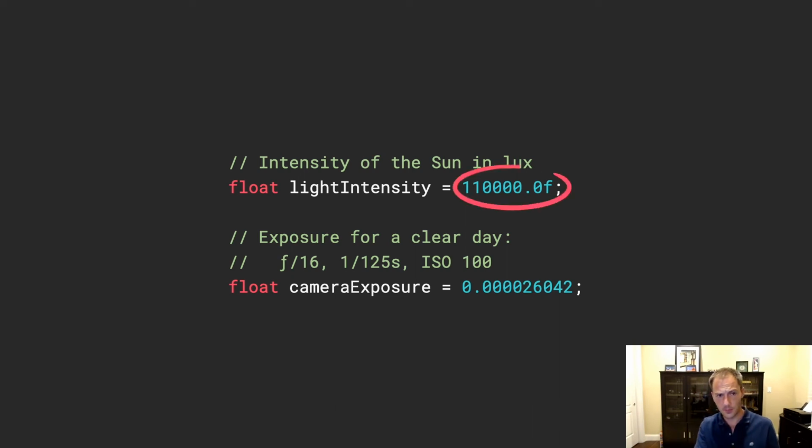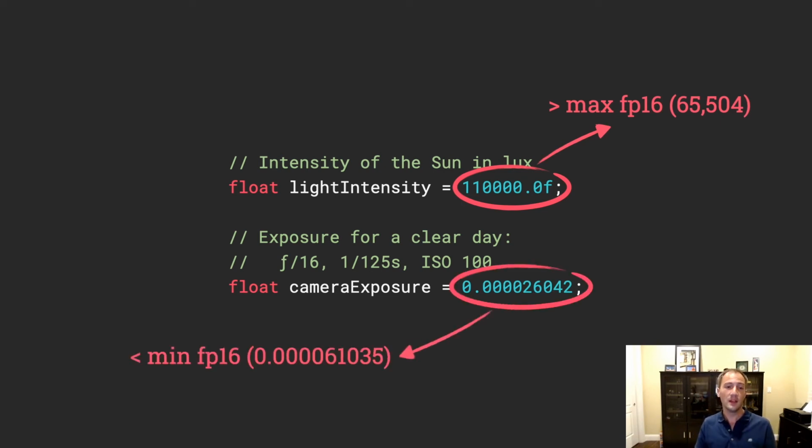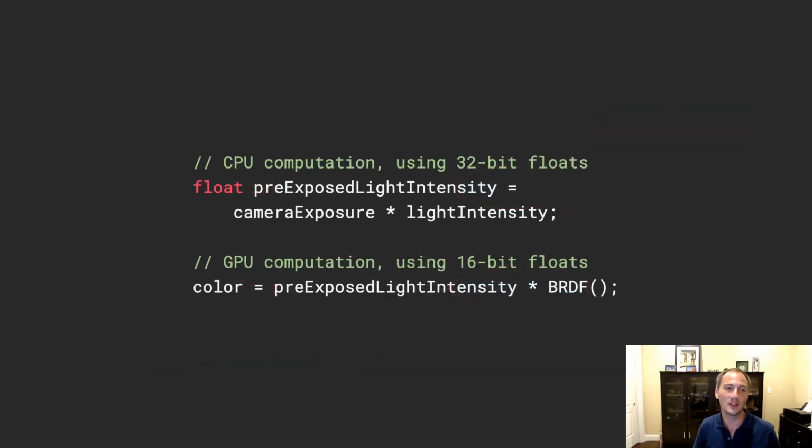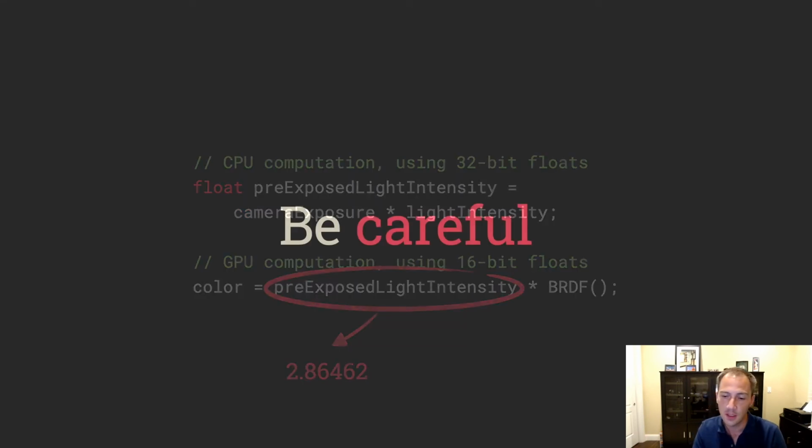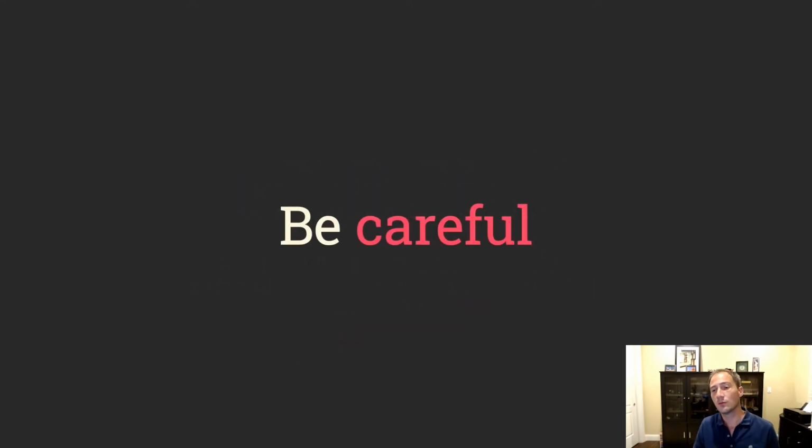So first of all, the sun, because it's 110,000, is greater than the maximum value we can store in a half float. And the exposure for a bright day is smaller than what we can store in a half float without flushing to 0. So the solution here is to pre-expose the light intensity on the CPU. And when we do this, we end up with a value that's much more reasonable. It's about 2.8 in that example, and that's what we pass to the shader so we can keep our computations in half floats. All right, so using those techniques, we were able to do all of our lighting in FP16.